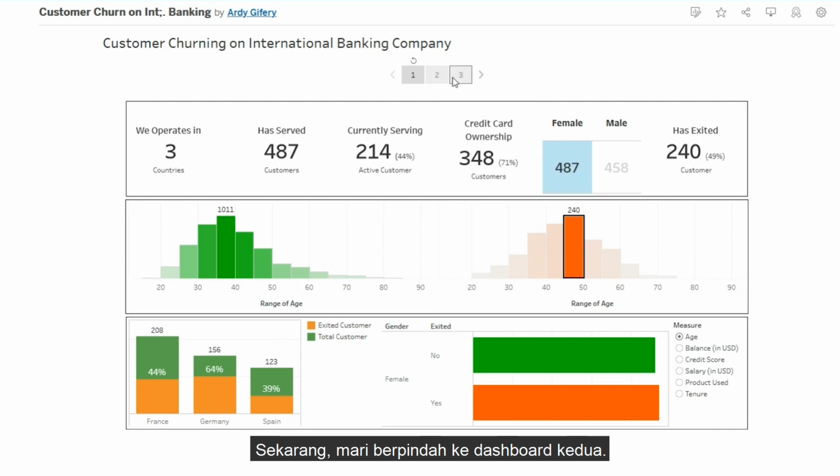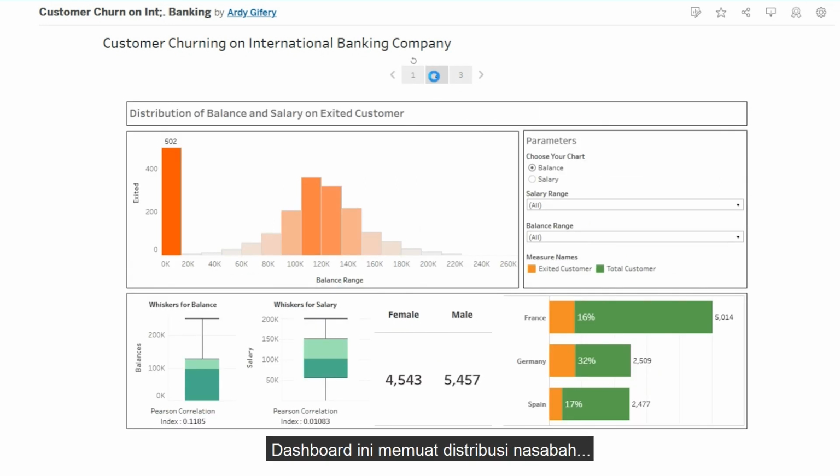Now, let's move on to the second dashboard. This dashboard presents the distribution of customers based on their balance and salary. It also provides box plot or whisker chart that depict the overall shape of the data distribution for balance and salary, allowing us to identify any significant outlier.